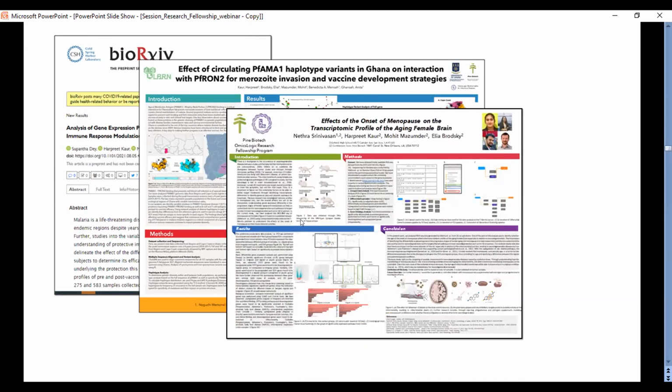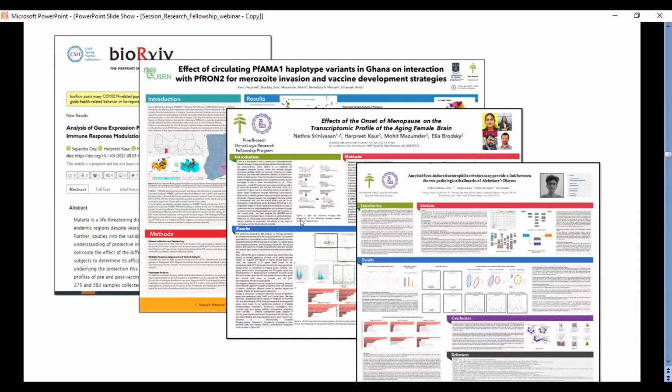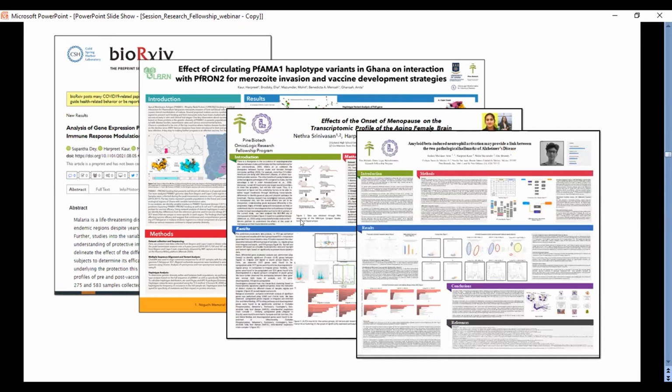Here, Ms. Netra Srinivasan completed her project in the field of neuroscience. She worked on the project entitled Effect of Onset of Menopause on the Transcriptomic Profiling of Aging Female Brains. Besides, another research fellow, Mr. Andres, completed his project in the field of Alzheimer's disease.